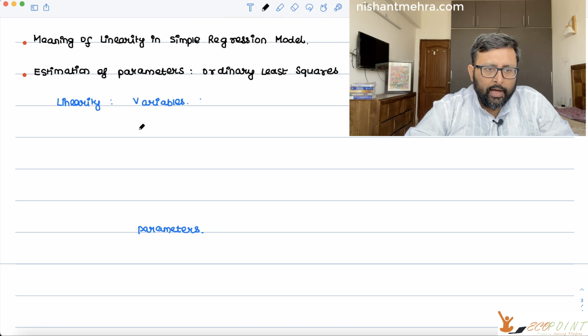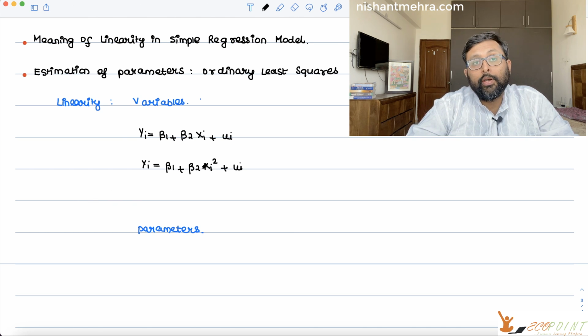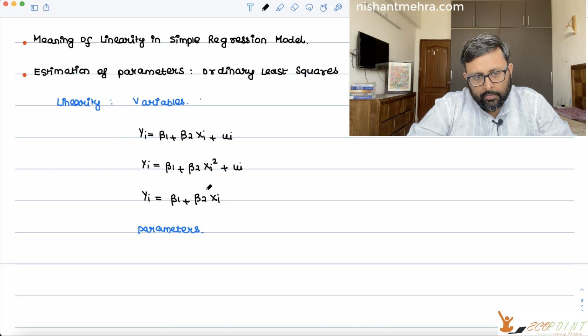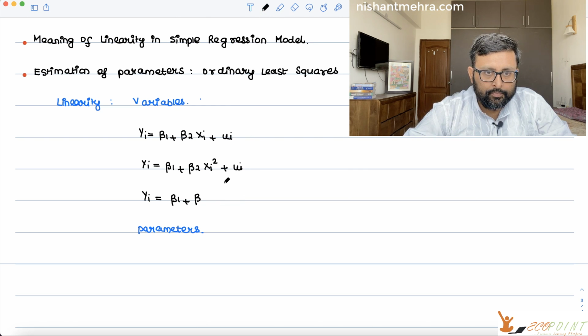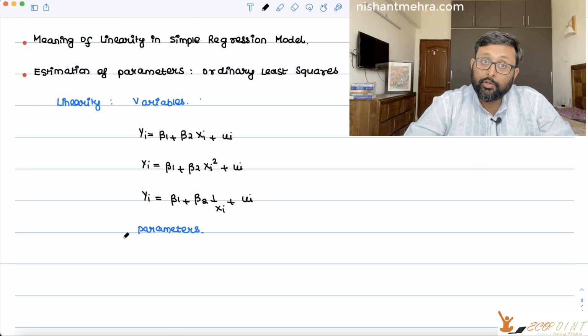Say, for example, we have yi is equal to beta 1 plus beta 2 xi plus ui. This is linear in both parameters as well as in variables, no problem. Yi is equal to beta 1 plus beta 2 xi square plus ui. This is nonlinear in x. If you talk about linearity in variables, this is nonlinear in x. Or yi is equal to beta 1 plus beta 2 times 1 upon xi, let's say, plus ui. This is also non-linear.